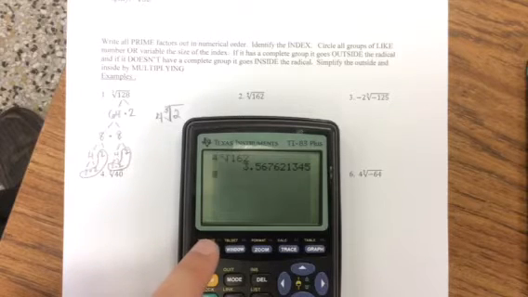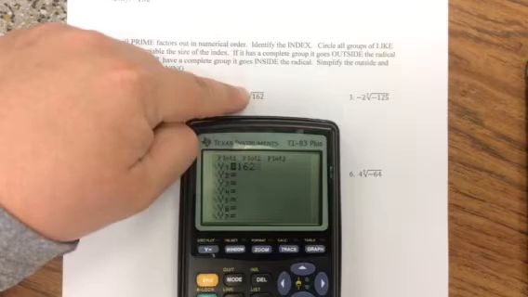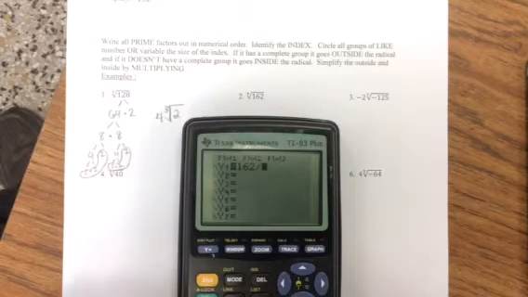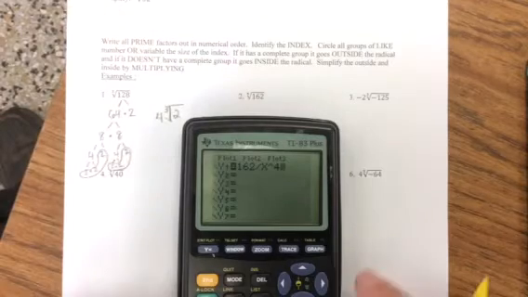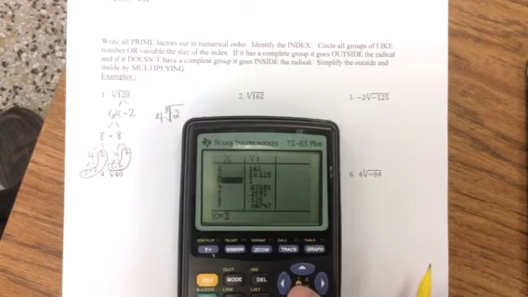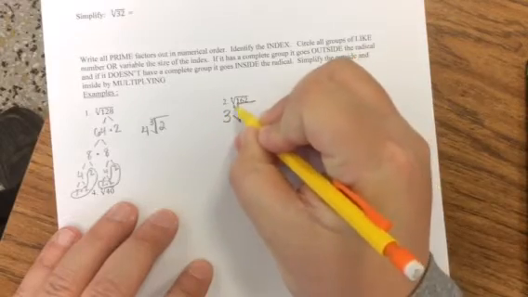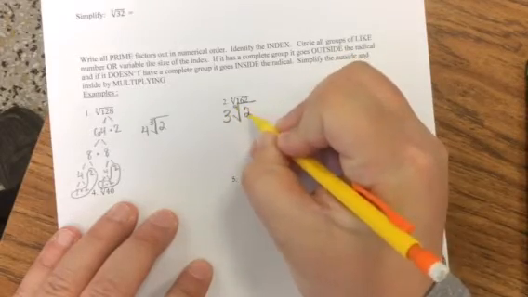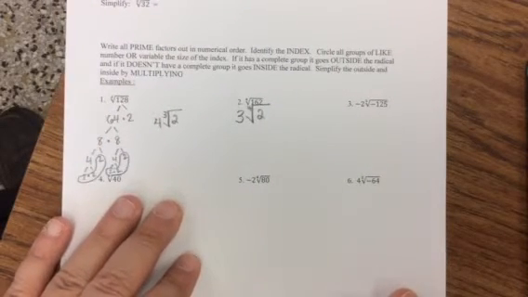So I'm going to go to my y equals. I've got 162, which is underneath my fourth root, and I'm going to divide it by x to the fourth because it is the fourth root, and do the same thing. Look at my table. Lowest one without a decimal, which is right there, 3 and 2. So I've got 3 on the outside, I've got the fourth root of 2, and that's about as simple as it gets for that.